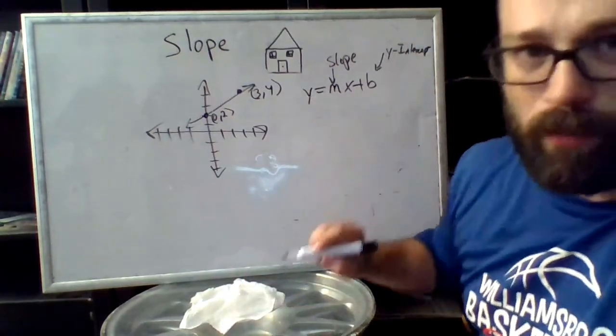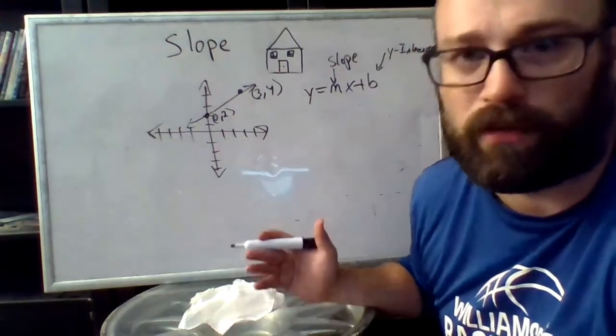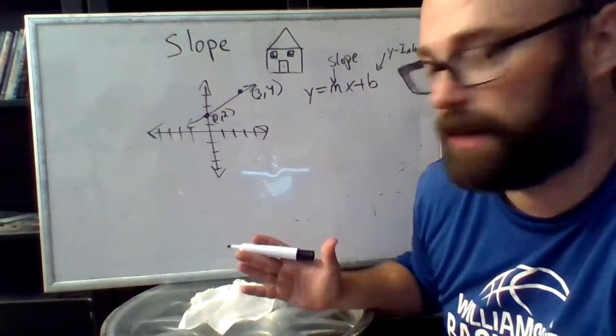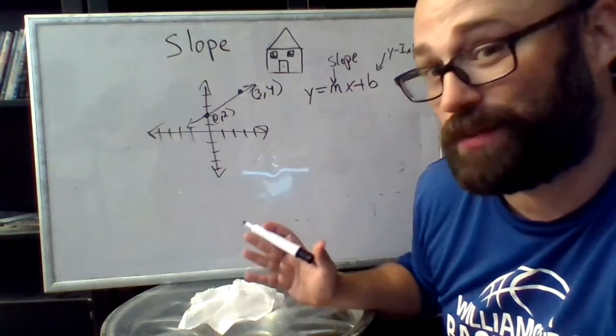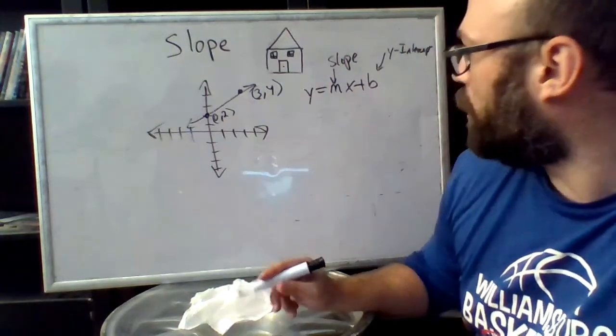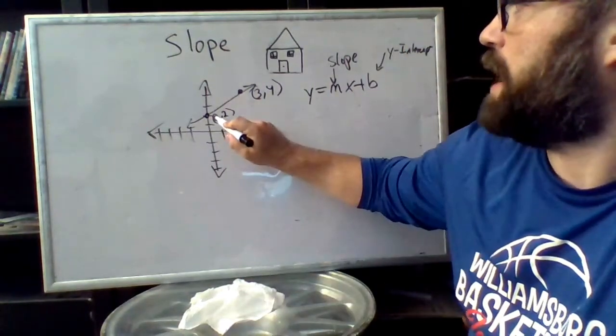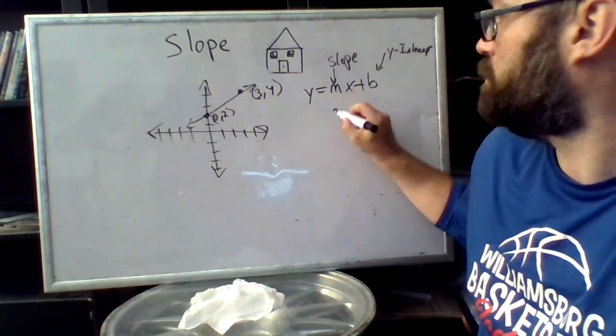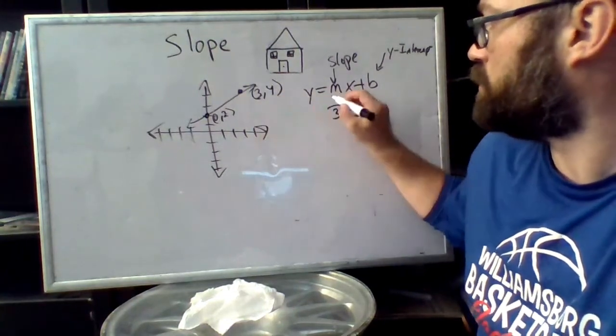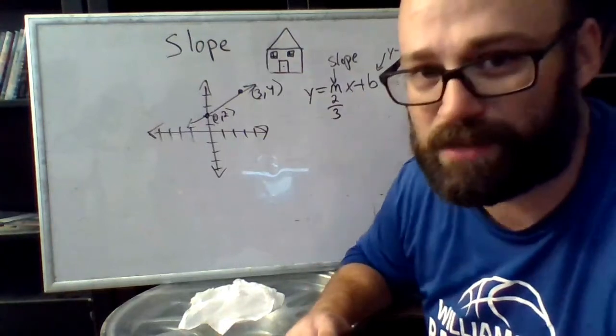Y and x are just coordinate points. That's all they are. You can plug in whatever coordinate points you want as long as it's on that line. We're not going to plug any points in. We're going to find out what the equation is here. So the change in the x's is 3, put that in the bottom. The change in the y's is 2. So our slope is 2 over 3, and it's positive.